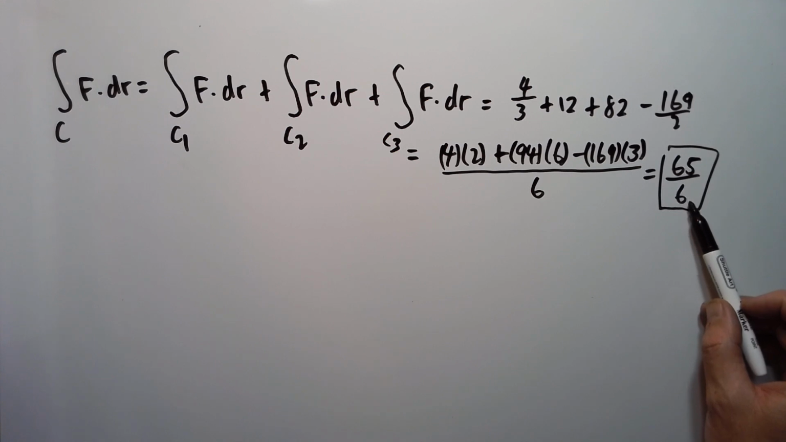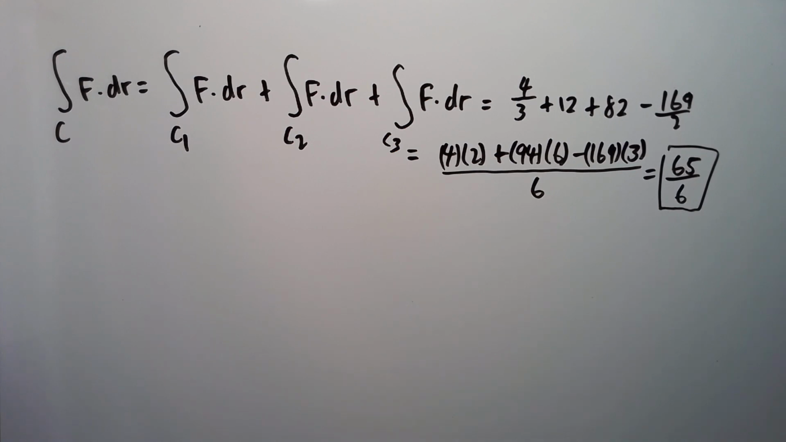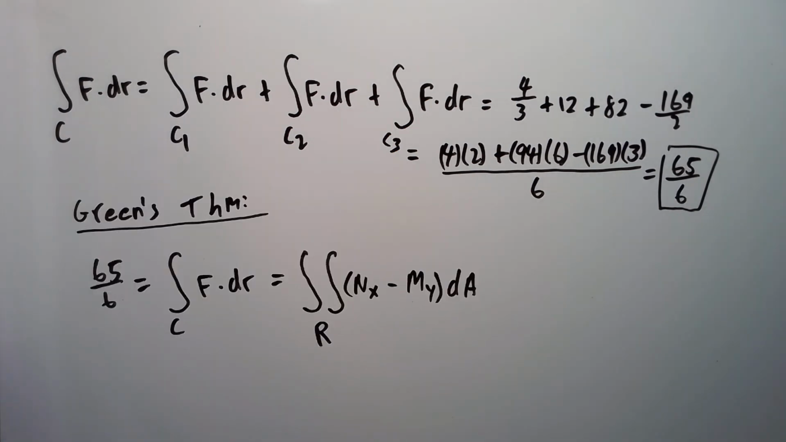So this is the left side of Green's theorem. Now we still need to do the double integral over R. So here's Green's theorem again. We've done this side, we've shown it's 65 over 6. So this double integral should also be 65 over 6. So let's work on this double integral now.